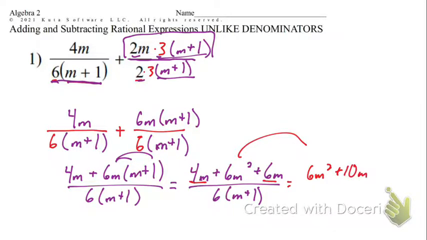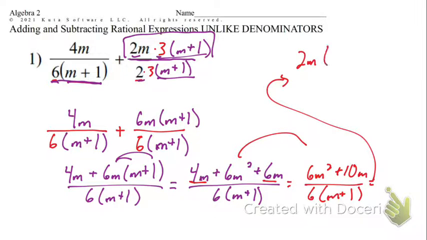And that's all over 6 parentheses m plus 1. Now, on top, I can factor out a 2 and an m. So I'm going to factor out a 2m from the numerator. When you take each of these and divide them by 2m, you're going to be left with 3m plus 5. And that's still all over 6 parentheses m plus 1.